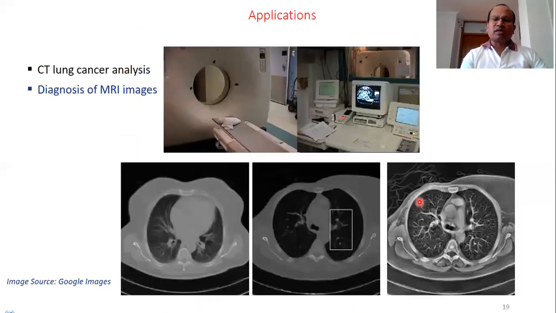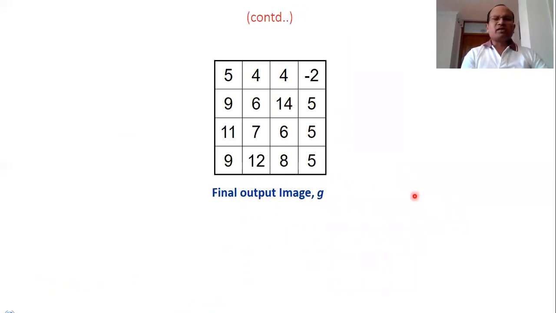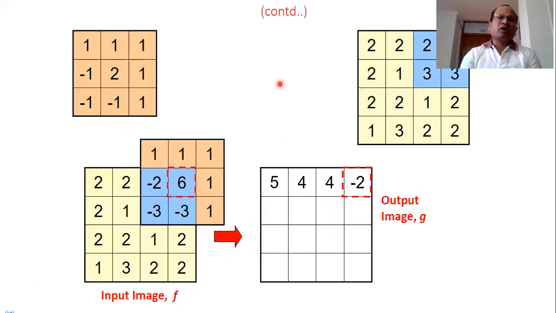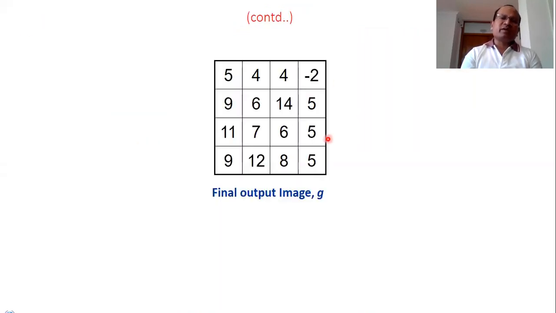And the final output image will look like this one. If you compare 5, 4, 4, -2, 9, 6, 14, 5, 11, 7, 6, 5, 9, 12, 8, 5 with what was the original image, this was the original image. Now, is there any change? Yes, there has been a lot of change. So the output image is changing by using the convolution method.